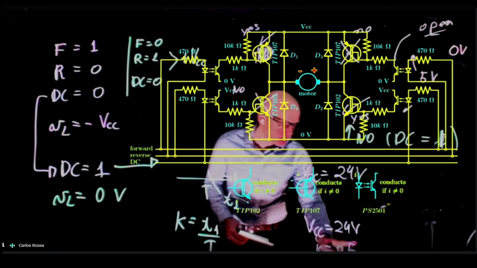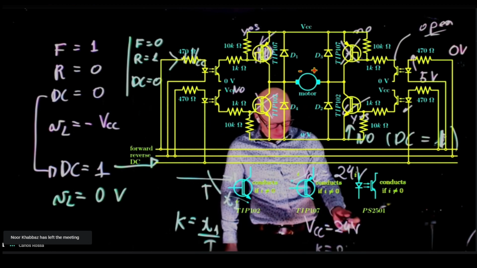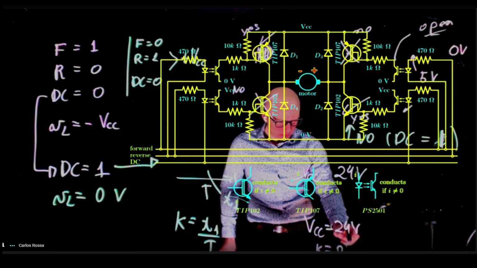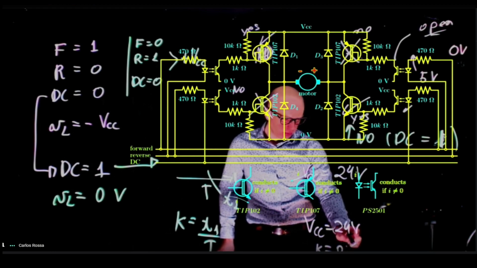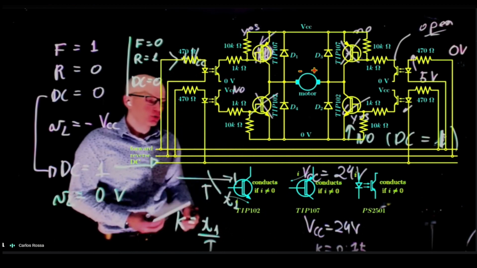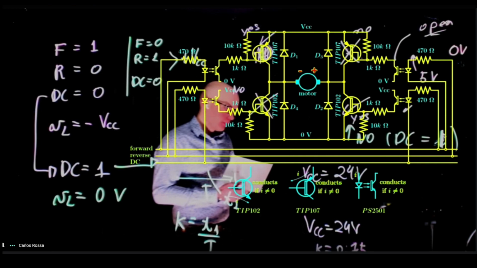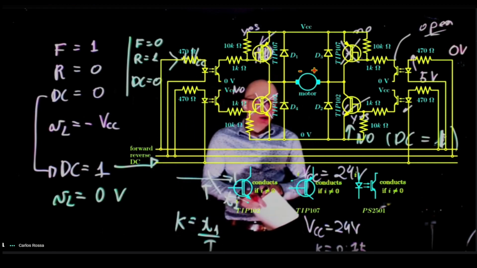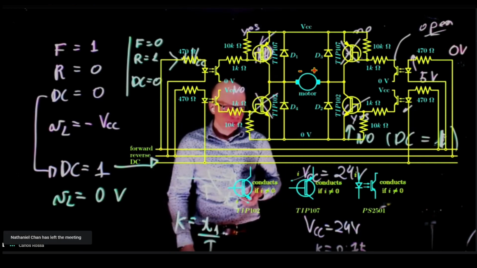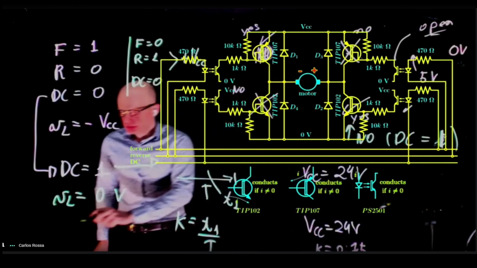Now let's do a duty cycle of, let's say, 0.75. If the duty cycle is 0.75, what is the voltage across the load? The average voltage across the load for this scenario? Negative 18. So if it's 0.75, okay, negative 18.